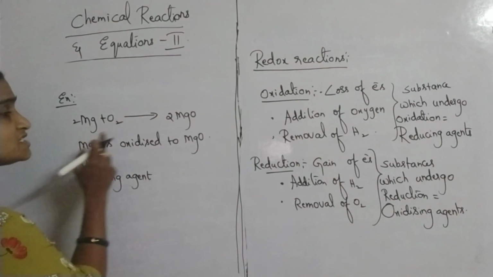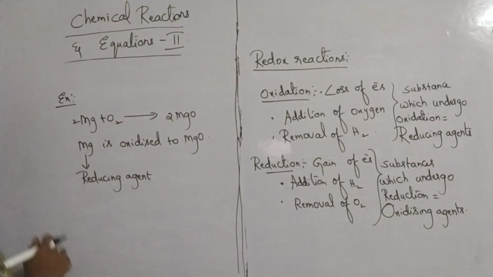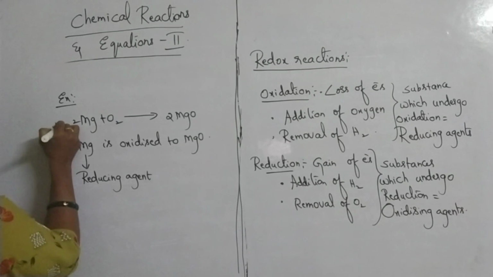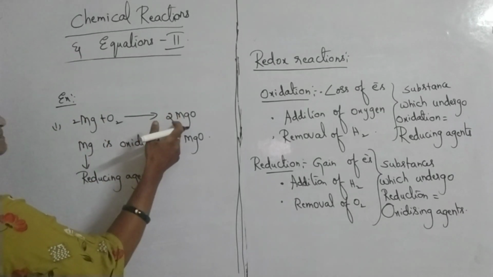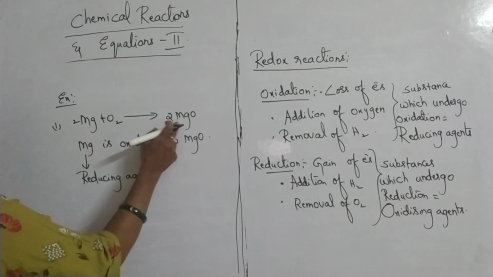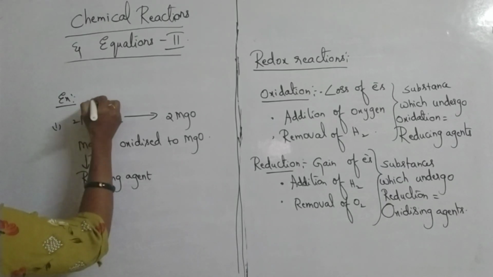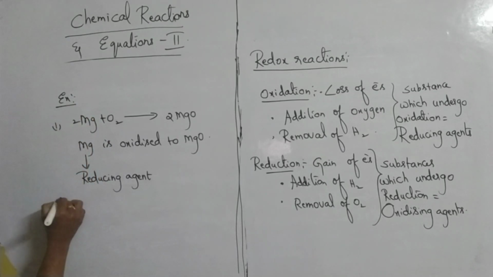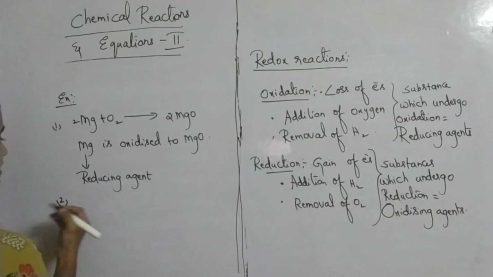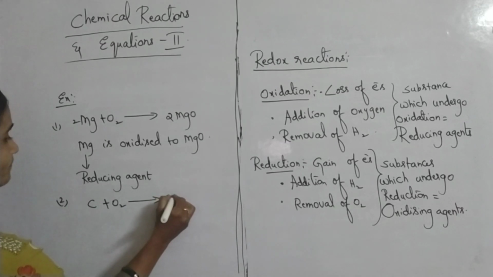So substances which undergo oxidation, like magnesium, are treated as reducing agents. And that too, magnesium is a metal. You can take this as an example. Oxygen is removed, so oxygen gets reduced. Magnesium is oxidized, oxygen is reduced. So this is an example for a redox reaction.